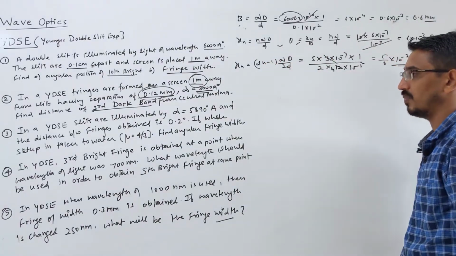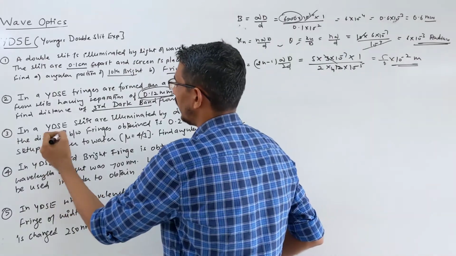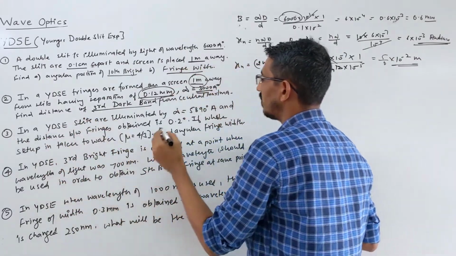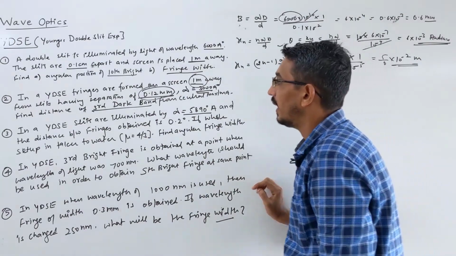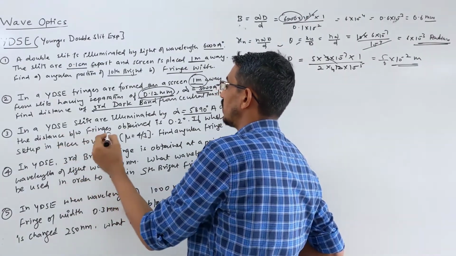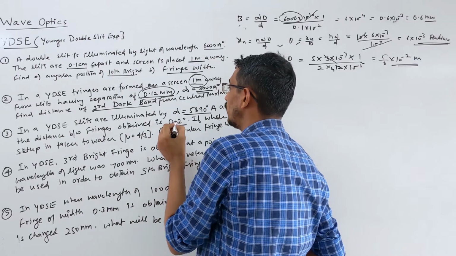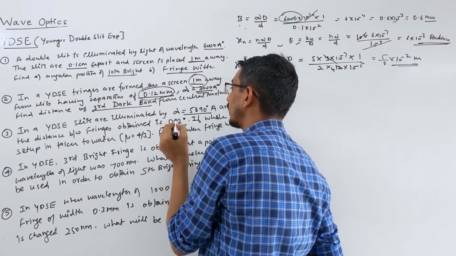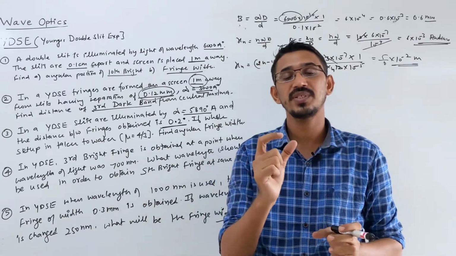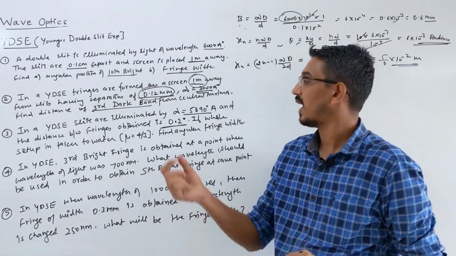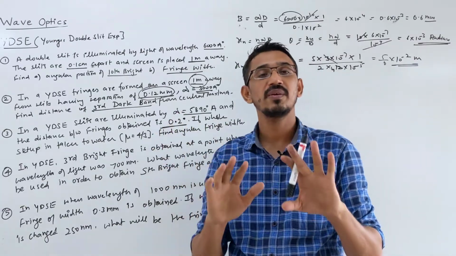Let's do the third problem. They said in a YDSE, slits are illuminated by a wavelength of 5890 angstrom, and the distance between the fringes obtained is 0.2 degree. Distance between two nearest fringes means that's called fringe width. Here the angular fringe width is given, and it is given in degrees.